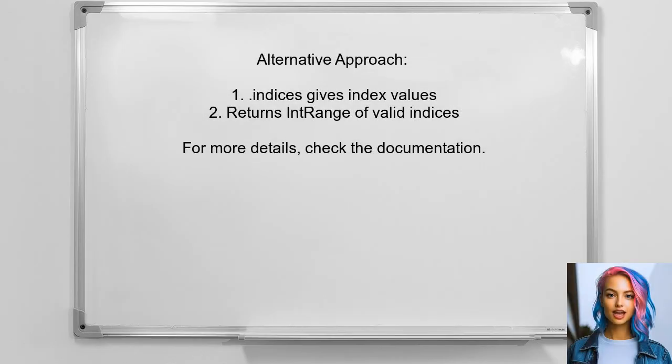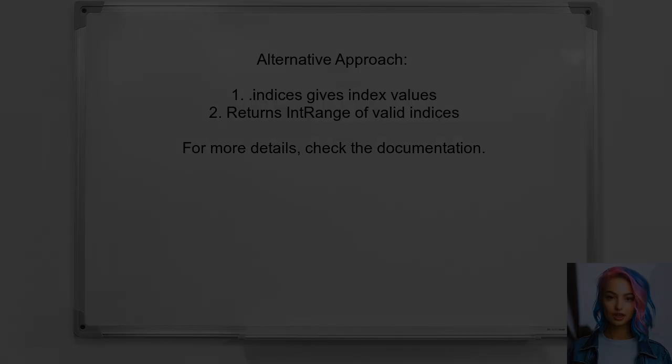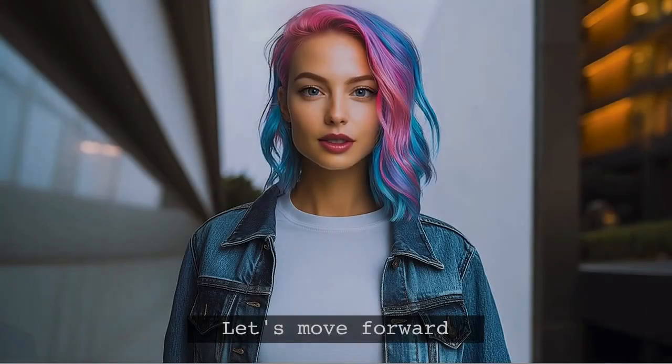According to another user, the indices property in Kotlin provides the index values from a list. It returns an int range of valid indices for that collection. Let's move forward and look at another answer.